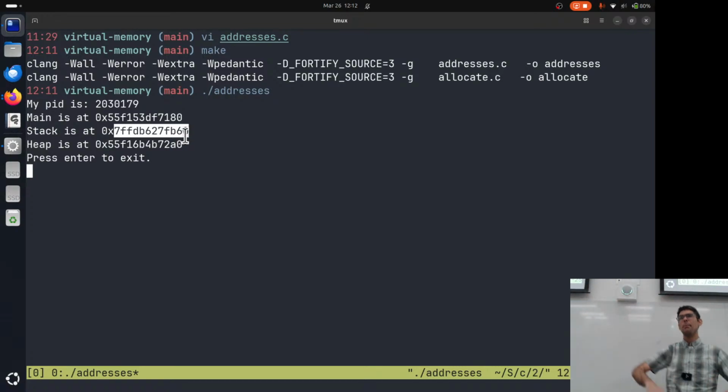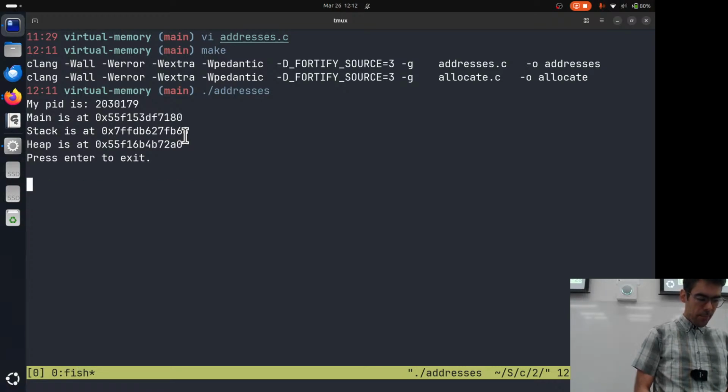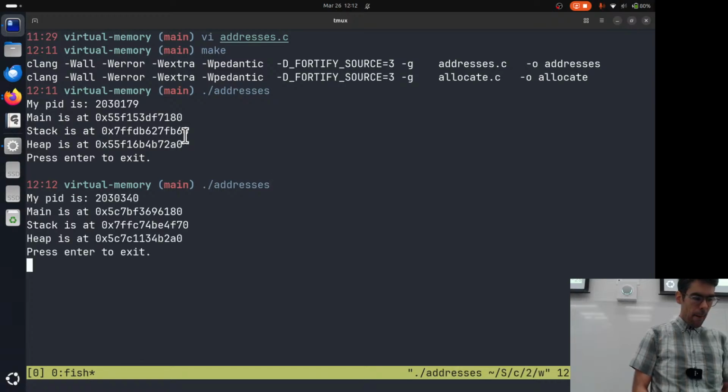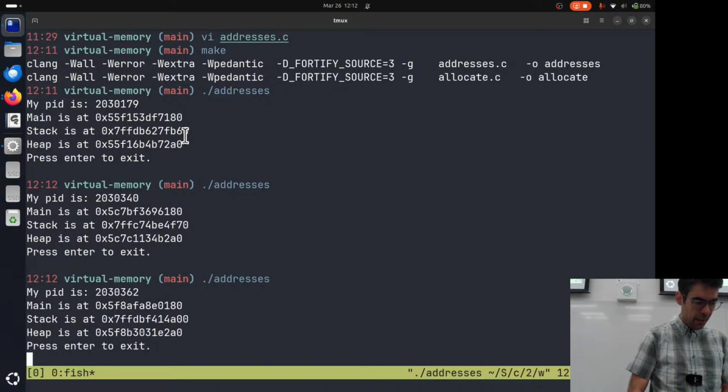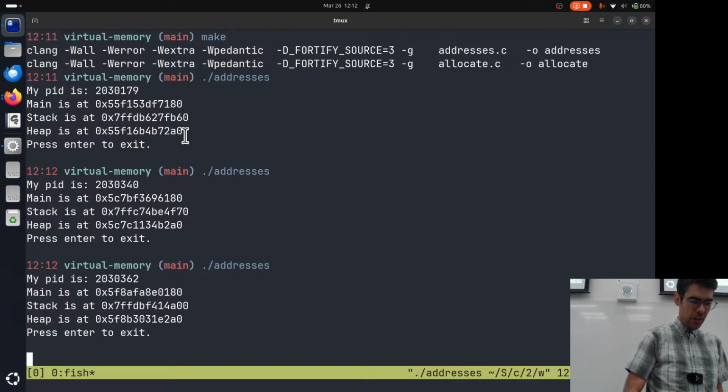The stack is at the bottom of my address space. Thank you for the correction. I meant to say that this is the stack. This is supposed to be the stack, and the stack is at the very biggest address that I've got, so it's closer to the bottom. I'm going to hit enter, and I'm going to run this again, and again, and again.